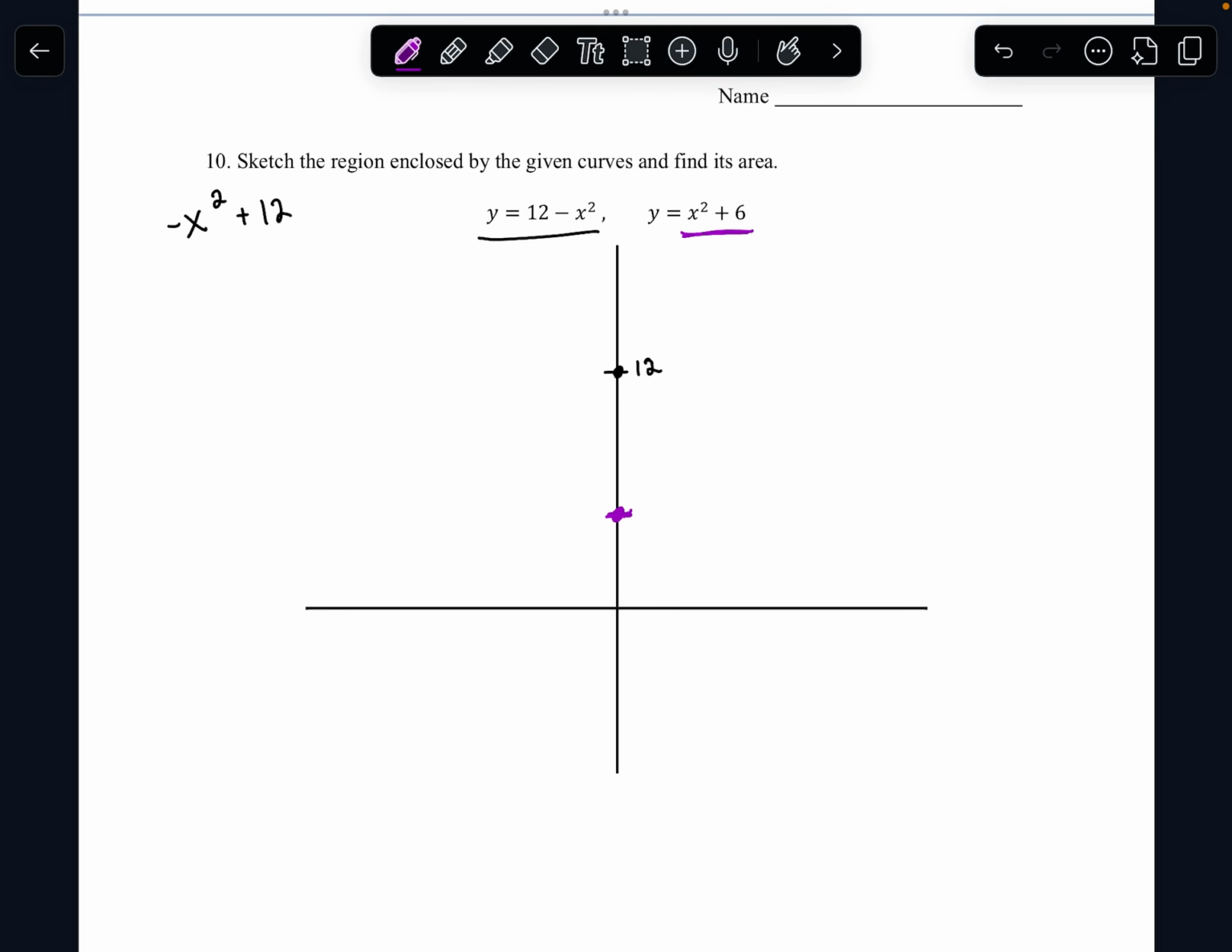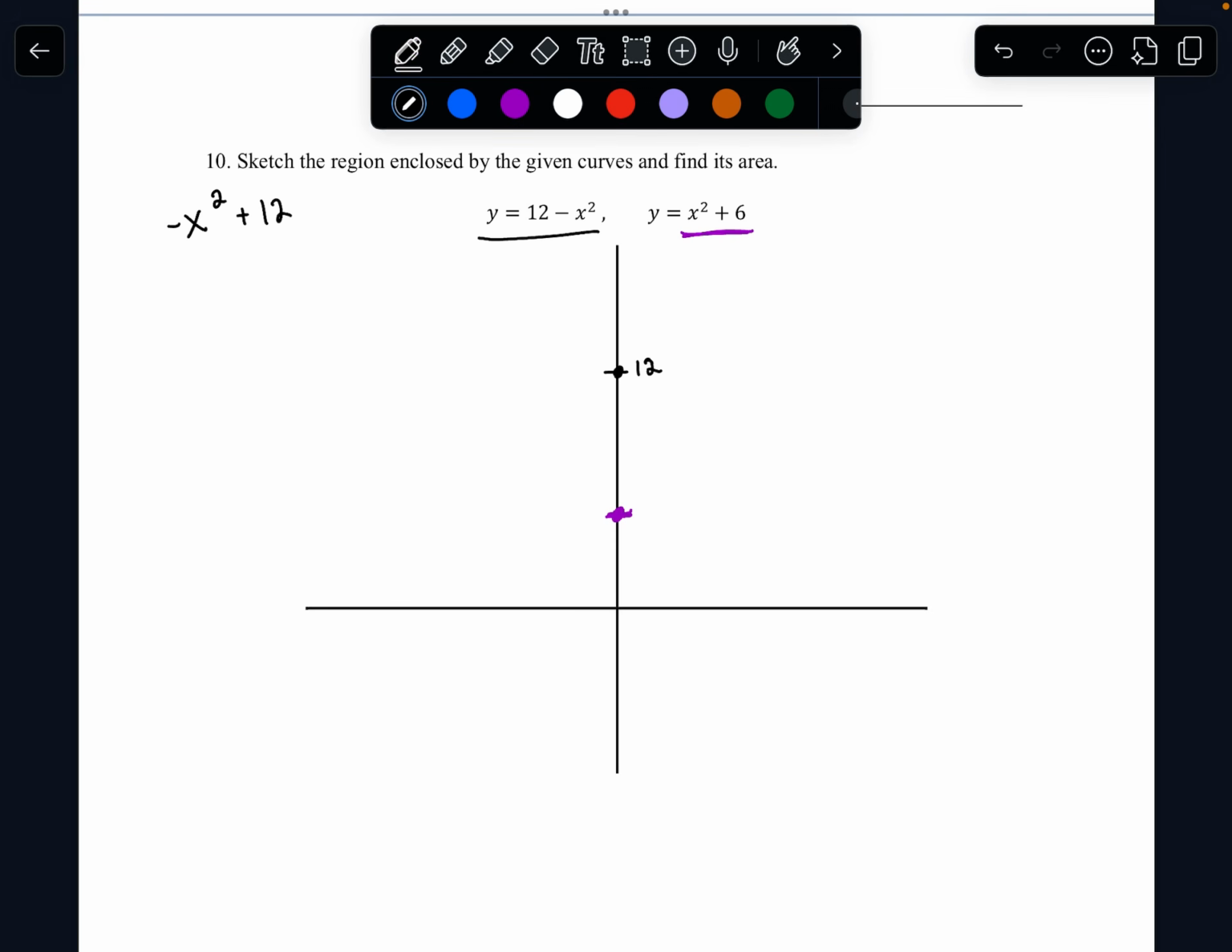Okay? When it comes to drawing a quadratic, two things you need to know. X squared has this shape. Negative x squared has this shape. Okay? Now, let me really quickly do a little bit of investigation.